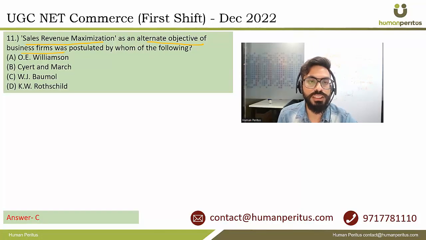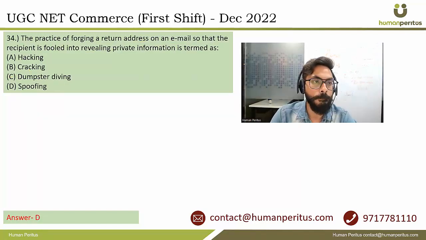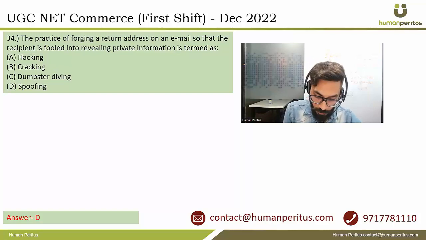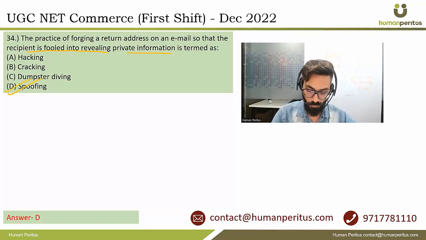Sales revenue maximization as an alternate objective of business firms. It was postulated by W.J. Baumol. The next question talks about forging a return address on an email so that the recipient is fooled into revealing private information. This is used by cyber bullies all over the world. The correct answer is spoofing.